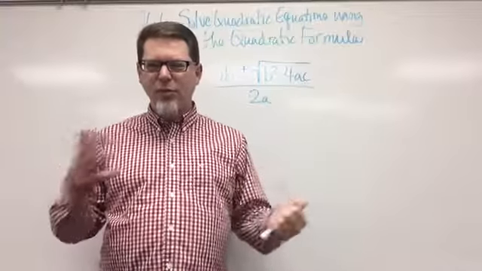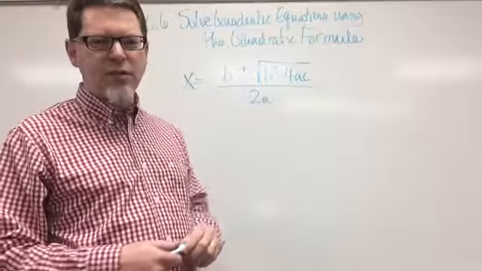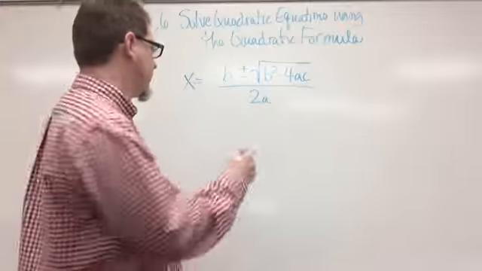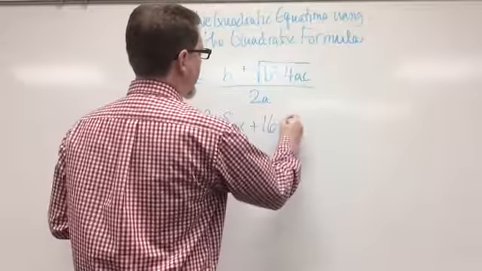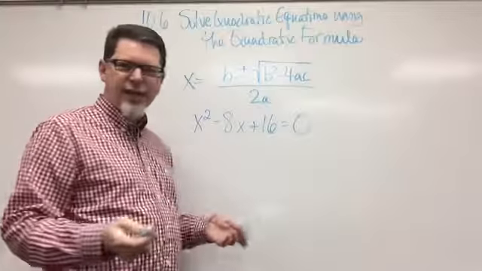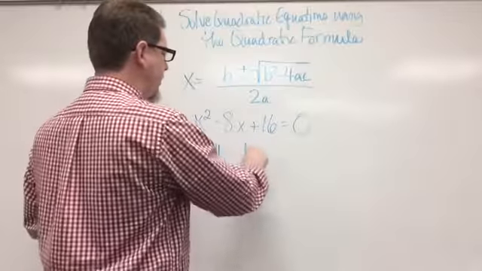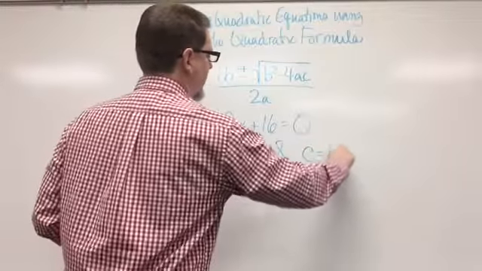Notice that b squared minus 4ac is all under the radical sign for the square root. So let's do a little bit of practicing and figuring out, well, how do we actually use this to find x? So I'm going to give you the first one, x squared minus 8x plus 16 equals 0. So what is a? A equals 1, b equals negative 8, and c equals 16.